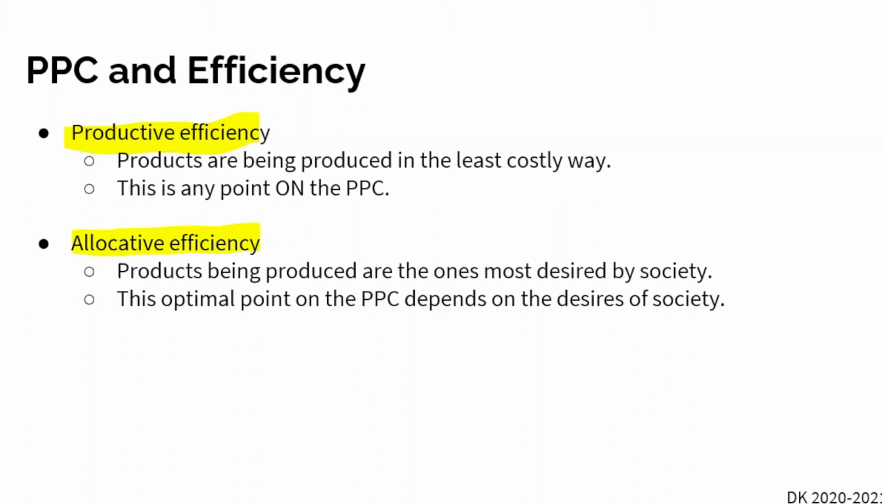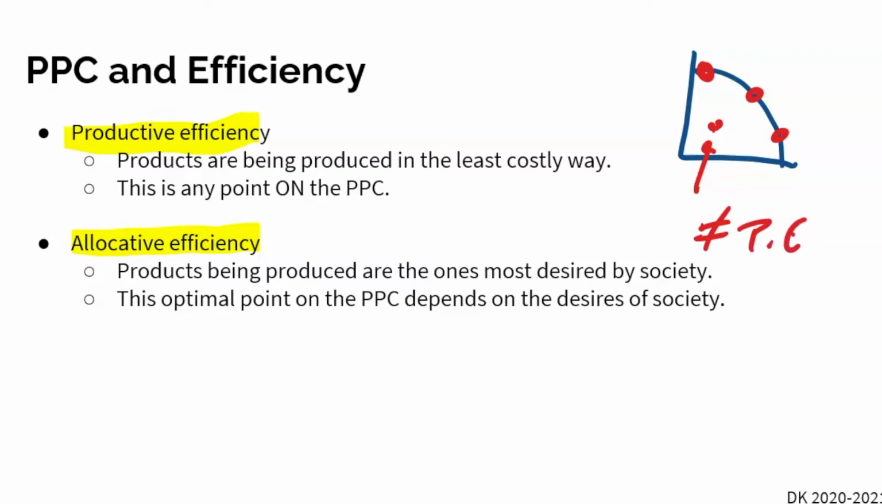So productive efficiency is just you're producing things at the lowest possible cost, right? That's all. And so how you know you're being productively efficient is if you're anywhere on the PPC curve itself, right? So if this is our mini PPC right here, if you are anywhere on the curve, you are productively efficient, right? So let's say that you are inside, you are not productively efficient here.